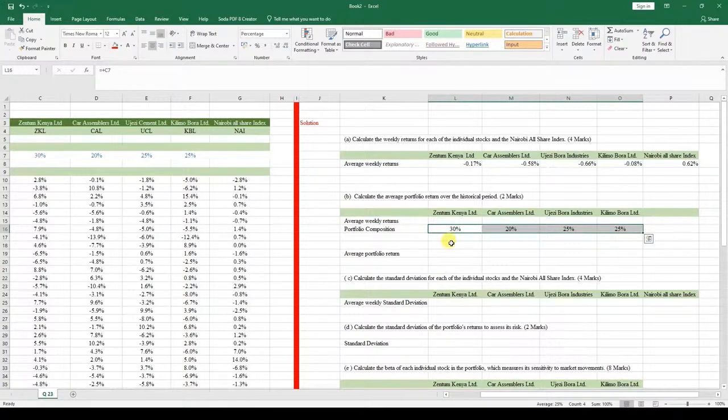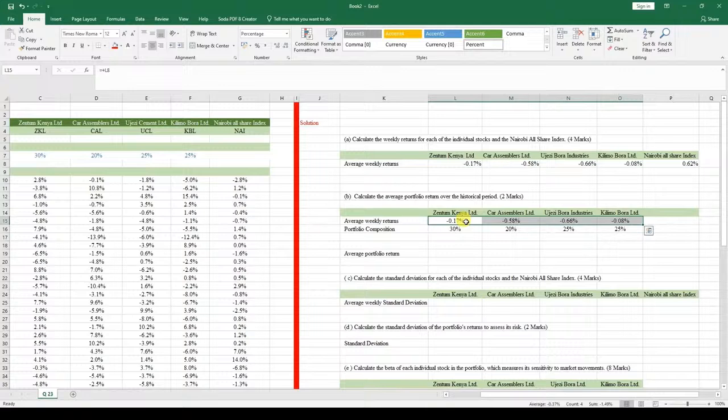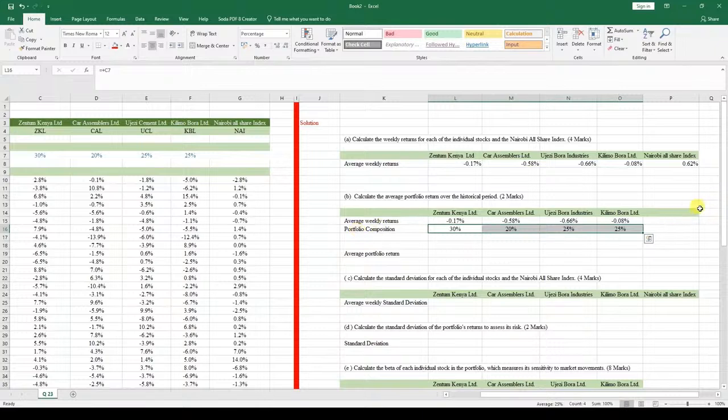pick the portfolio composition. Remember, we have computed the average weekly returns above here. So we just link it with up above there, and then we drag it, Control R, like that, the same values, excluding the all share index. Because all of these portfolio compositions total to 100%, as you can see down here, we cannot include the all share index into our portfolio.